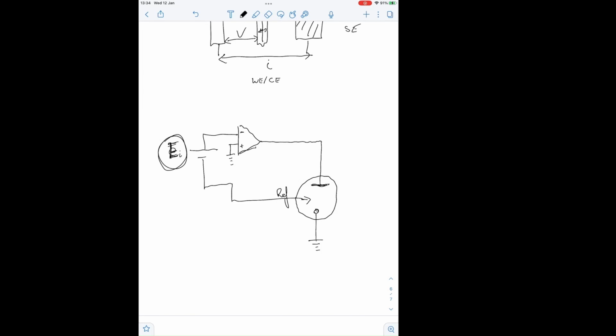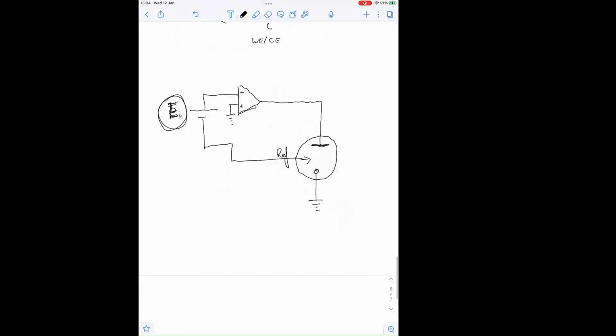If I gave this to an electronic engineer to look at, they would say the following: the current through the cell is controlled by the amplifier.